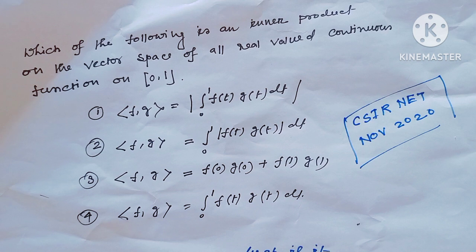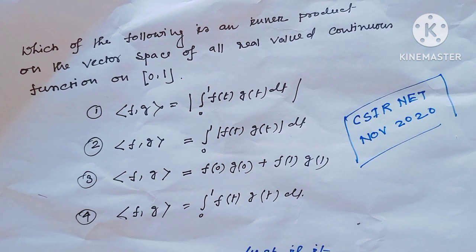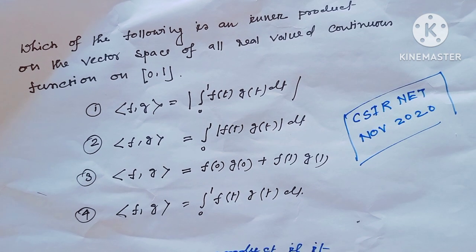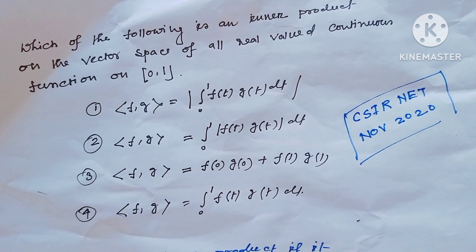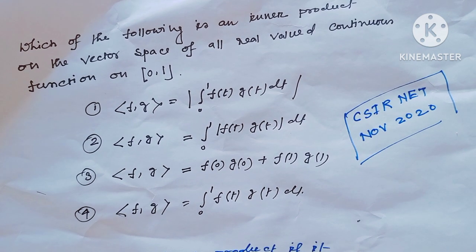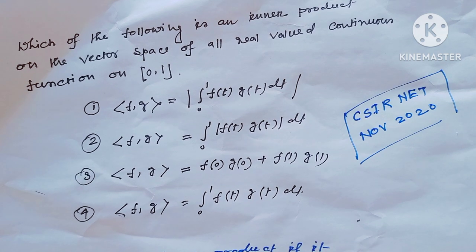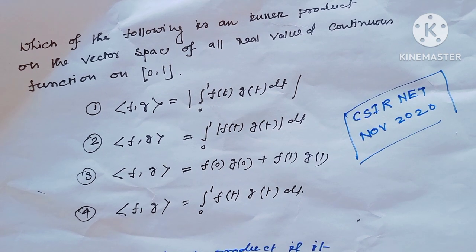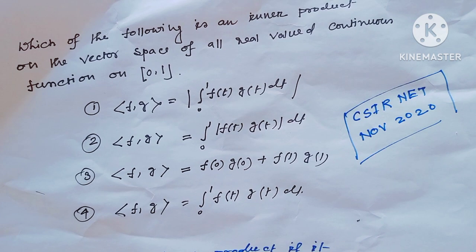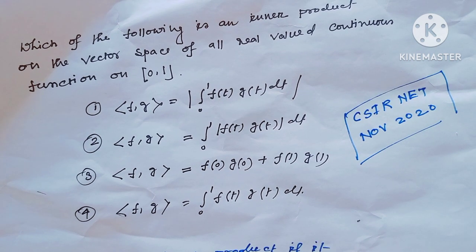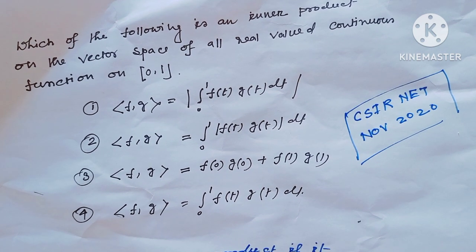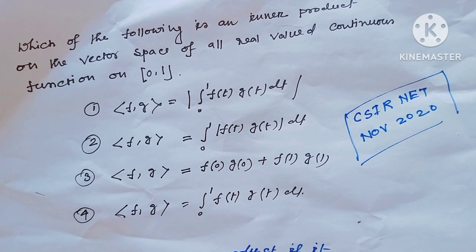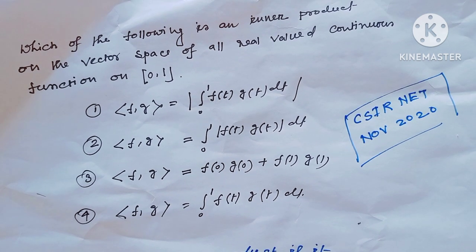Option 1: inner product f with g equal to absolute value of integration 0 to 1 f(t) g(t) dt. Option 2: inner product f with g equal to integration 0 to 1 absolute value of f(t) g(t) dt. Option 3: inner product f with g equal to f(0) g(0) plus f(1) g(1). Option 4: inner product f with g equal to integration f(t) g(t) dt.